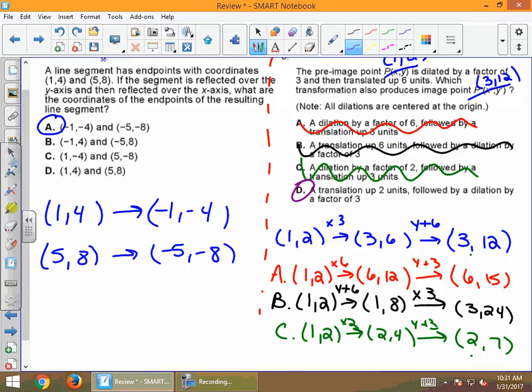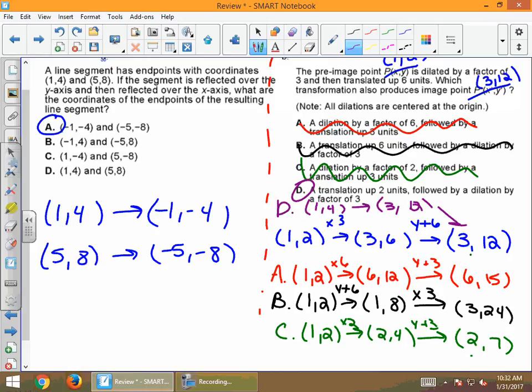Because when you translate it up 2, for D, that makes it 1, 4. And then when you multiply by 3, 1 times 3 is 3, 4 times 3 is 12. So it matches. Sometimes you just have to do that: make up your own numbers that work, and rule out the wrong answers. It might take you a little bit of time, but you'll get the right answer. It takes a little bit of work. Easy stuff. Calculator again. Questions over that one? We're not done. We still have 10 minutes.